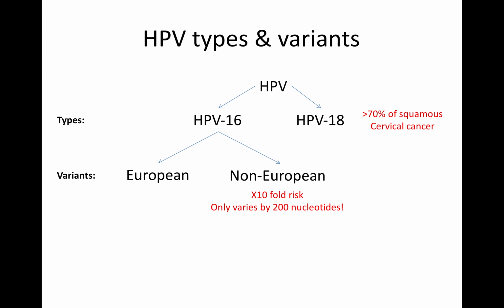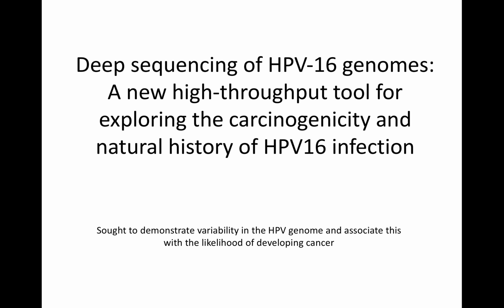2 of HPV 16's variants are highlighted here, the European group of variants and the non-European group of variants. The literature already shows that having a non-European variant HPV has a 10-fold risk of developing cancer, despite the fact that this variant differs from other variants of HPV by only around 200 nucleotides. And it's examples such as this that have inspired the use of next-generation sequencing to further explore the genetic variation in HPV and try to associate any variations with the carcinogenicity of the virus.